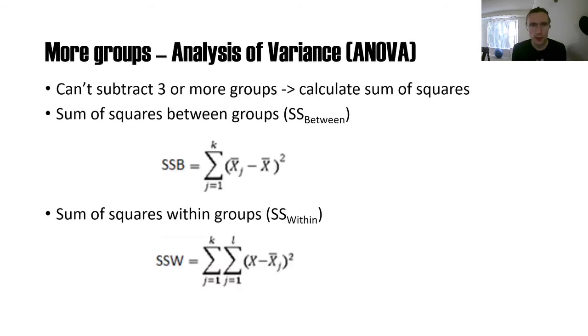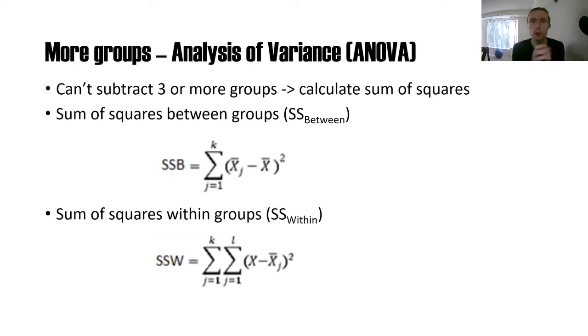So let's have at least a look at how we would calculate some parts of this ANOVA. As I said before, you cannot really subtract three groups from each other, so you have to calculate something in a different way. And what we can calculate is the sum of squares. And the sum of squares is not one thing, it's actually two things.